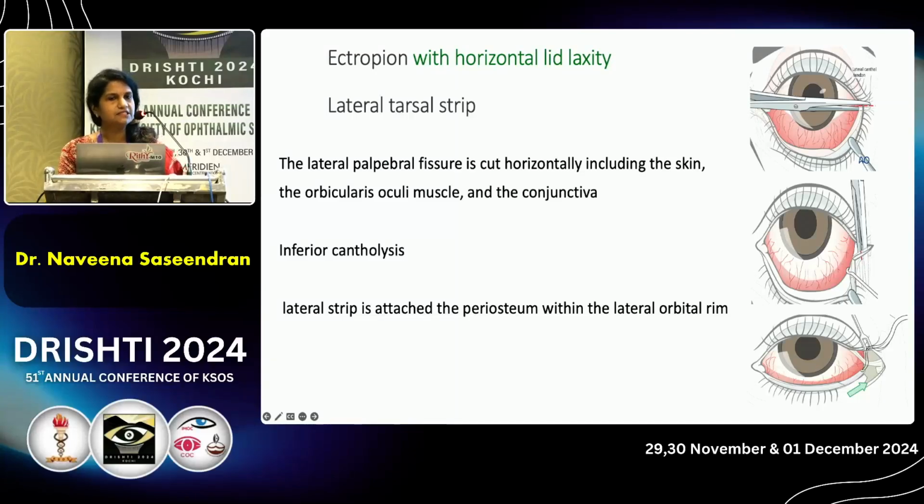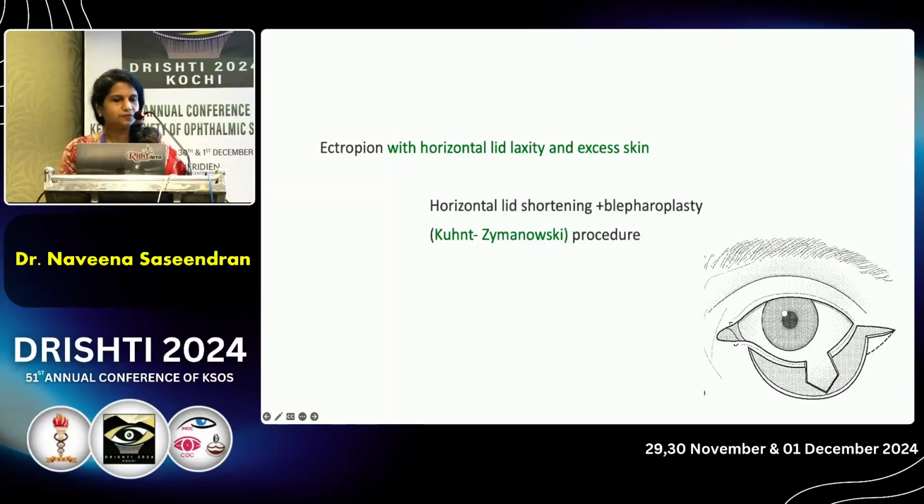Here a full thickness incision is given at the lateral canthal area, an inferior cantholysis is done, and a lateral tarsal strip is fashioned out, removing the anterior lamellae and the posterior conjunctiva, and this strip is attached to the periosteum. So the advantage over horizontal lid shortening is that there are no sutures over the lid margin. Now if ectropion is associated with horizontal lid laxity and excess skin, then this excess skin muscle flap has to be removed by Kuhnt-Szymanowski procedure, in which we will do a horizontal lid shortening and blepharoplasty.